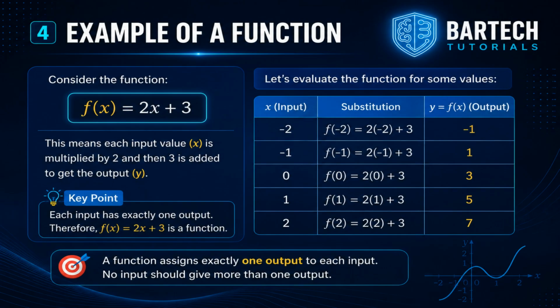Consider the function f of x equals 2x plus 3. For any input x, we multiply by 2 and add 3 to get the output. As shown in the table, every input value leads to exactly one output, which confirms it is a function.